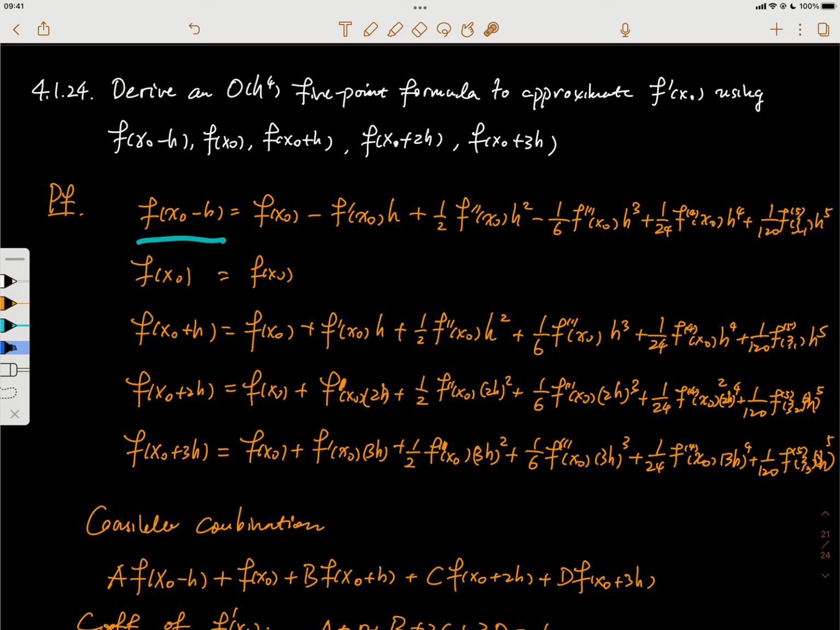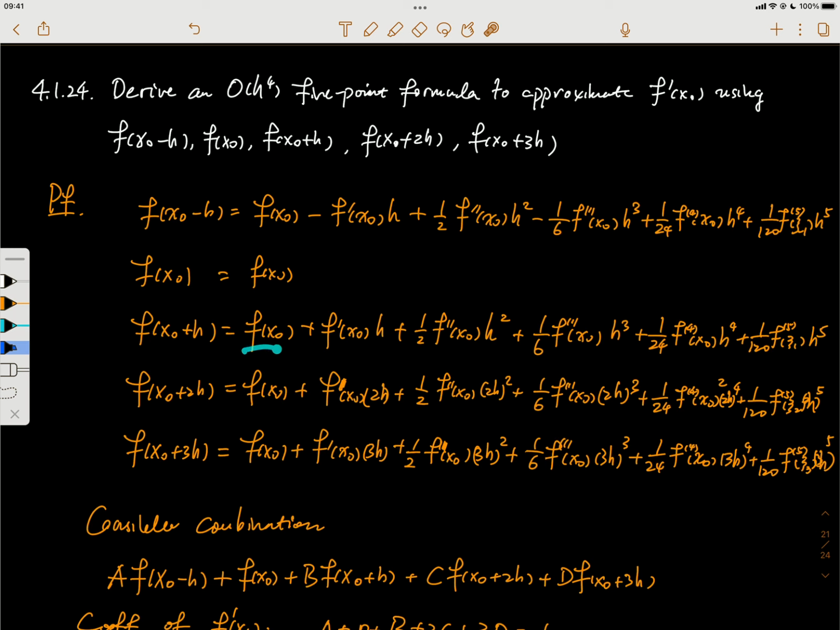We first take the Taylor expansion of f at x0 minus h, at this value right here, and the Taylor expansion is just giving us this. Remember that if you're going to derive a formula for f prime up to this order, then you need to take the expansion up to the 4th order, and the last order you keep as a residual term. So it has to be accurate up to the 4th order, and then you have this residual term. We're going to do the same thing for all the others. For f at x0, we don't need to take any expansion; it just equals f0 itself.